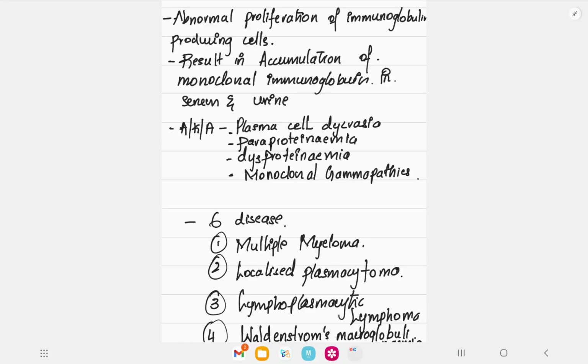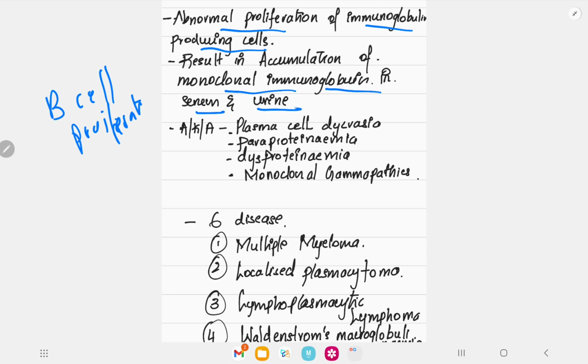Yes. Today we are going to know about plasma cell disorder or plasma cell neoplasia. So what is plasma cell neoplasia? It is an abnormal proliferation of immunoglobulin producing cells. So basically it is a B cell proliferation. This results in accumulation of monoclonal immunoglobulins in serum and urine. Monoclonal means any single, so you can see a single accumulation of immunoglobulin in serum and urine.